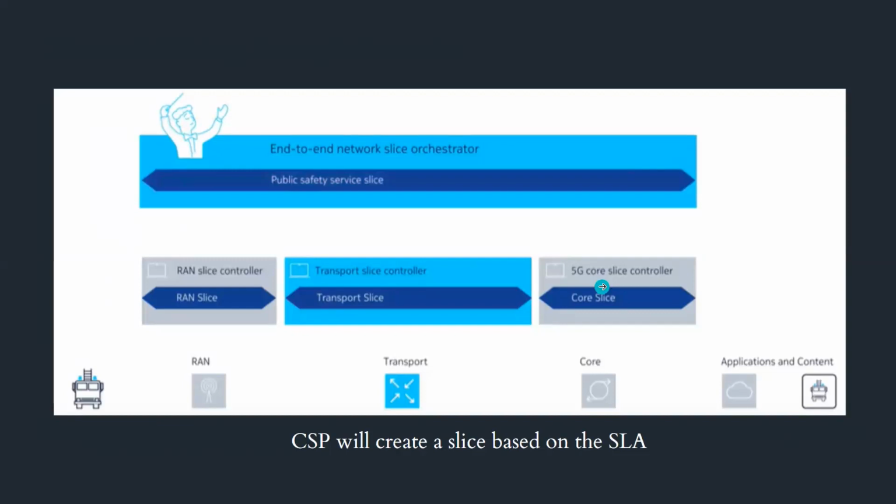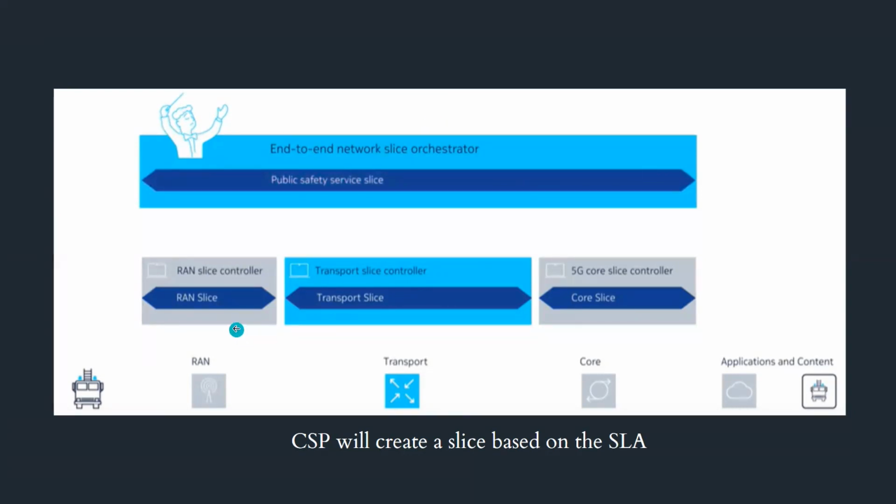For those 3 components, different separate slice controllers will be defined and created. Once you have these separate controllers defined, those controllers will be managed by this end-to-end network slice orchestrator. So the orchestrator is the component that manages the traffic between these controllers. It will be like the overall person who's managing the network slice.